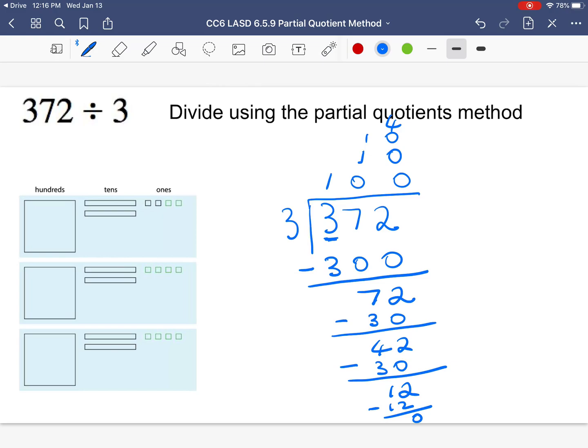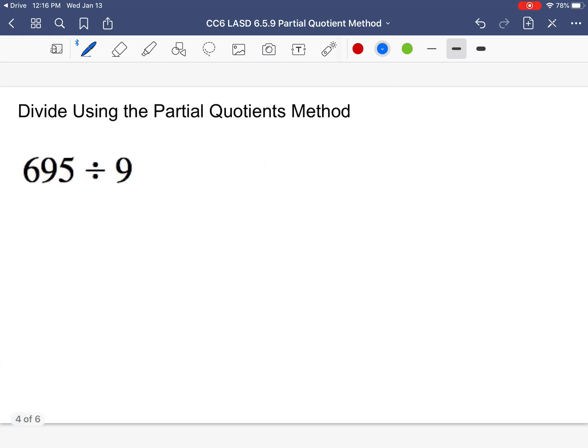So now my answer would be, if I add up all of these partial quotients, 100 plus 10 is 110, plus 10 is 120, plus 4 is 124. And you can see it in the base 10 diagram on the left hand side here. 372 divided by 3 is 100, 2 tens is 20, and 4 ones is 4, 124. Let's look at another example.